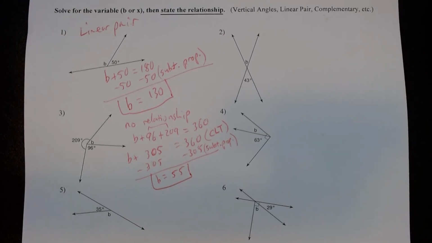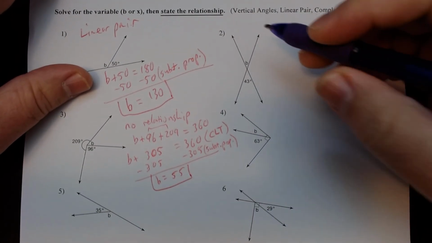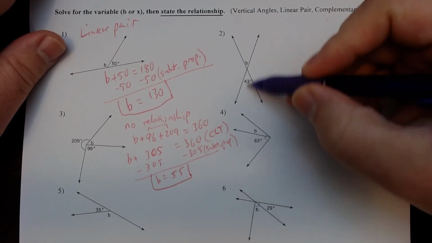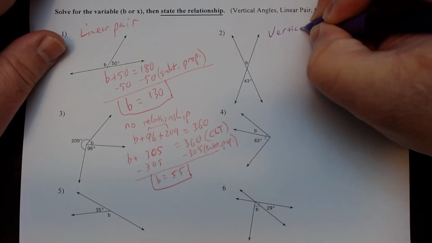Now for the remaining problems. So go ahead and put key on this thing. The second one, these are across from each other. They go across the vertex. That's an example of vertical angles.